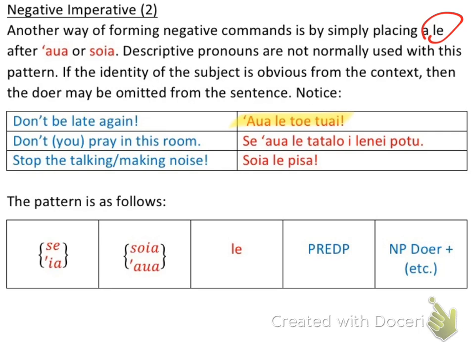We're using emphatic pronouns, so I need to correct that. Normally that would come after the tuai because my predicate is the tuai. So I have my predicate, which is toi tuai, and then my noun phrase doer or my subject, my emphatic pronoun, or a noun could be doing something, but I'm just taking it out because it's obvious from the context that you're talking to the person. Whoever you're talking to, you're telling them not to be late.